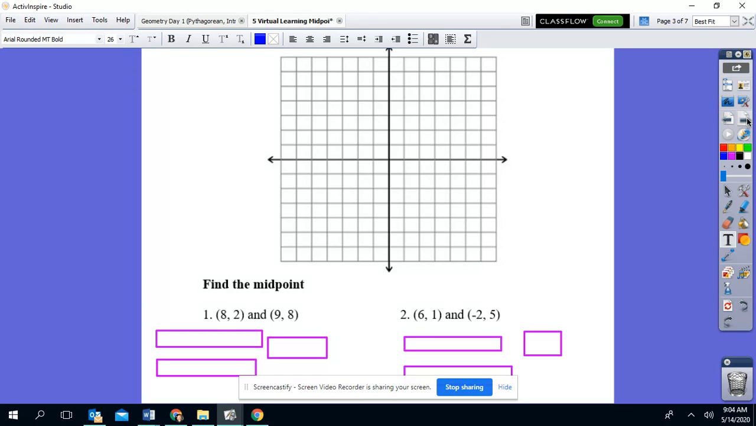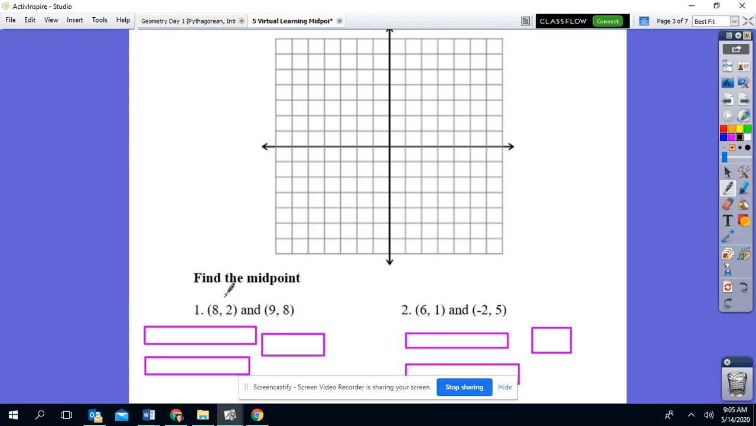So let's take a look at this first problem. You can graph these on a coordinate grid. I am not going to graph them, but you can. We're going to add the x's together. So our first x values, we've got an x here and an x here. So we are going to add 8 and 9 together. So 8 plus 9 gives us 17.